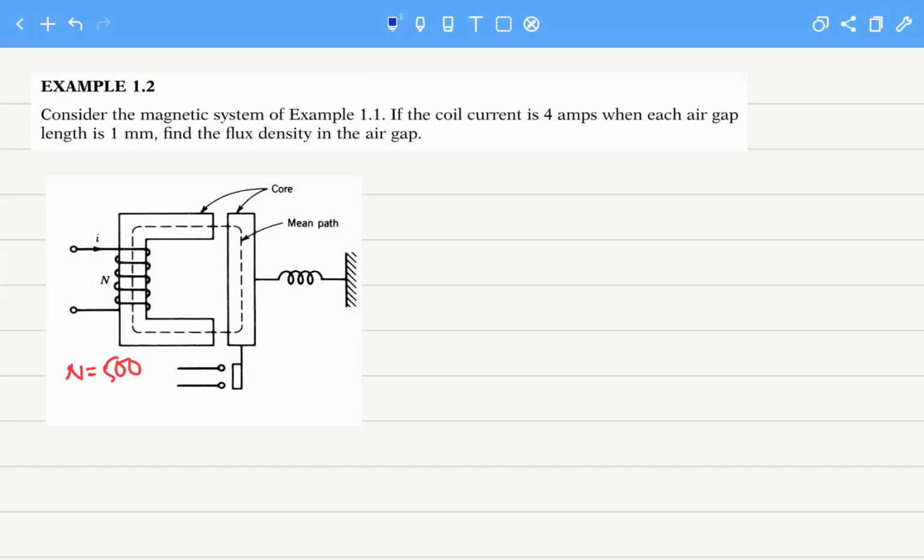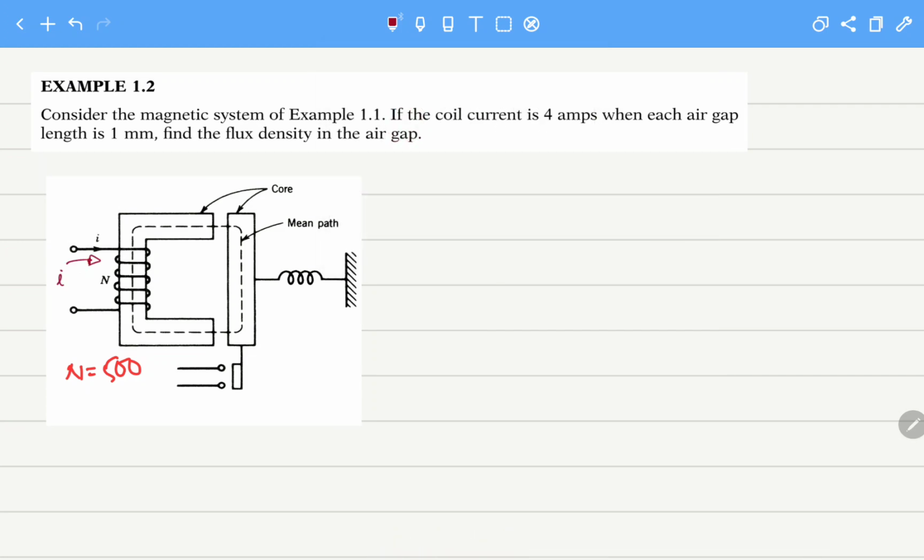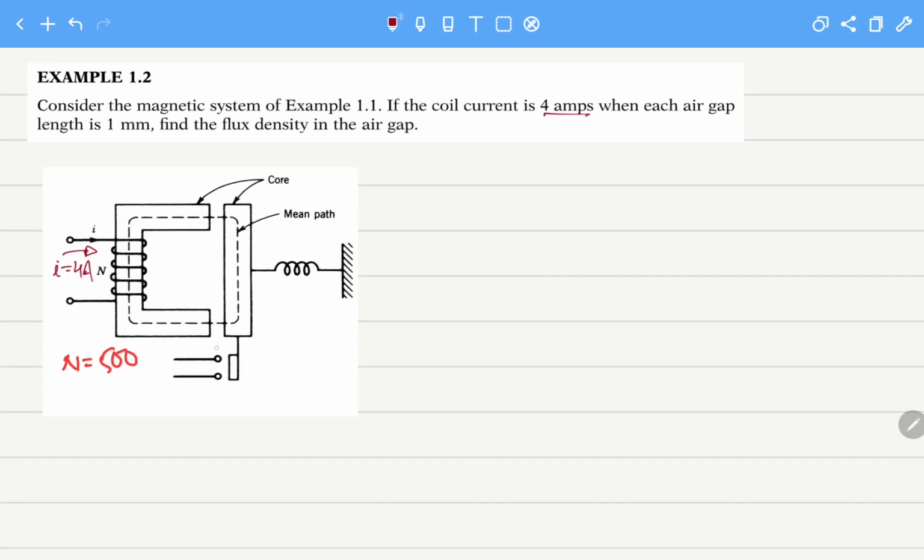The second example is considering the magnetic system of the first example that I covered in the previous video. It says that if a current of 4 amperes is flowing in this coil, and the length of each air gap is 1 millimeter, find the flux density in the air gap. So what will be the flux density here? We have to calculate the flux density in the air gap.